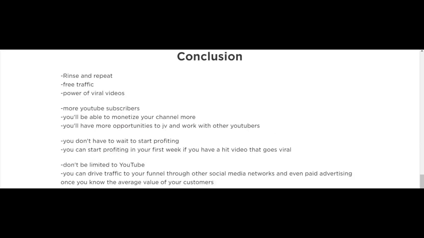Now that you've got a hit video and a profitable funnel and a list that you could profit from almost every day, you could just rinse and repeat this process, or you can just be content with this and just profit from the list. And then you could just generate your traffic from other sources other than YouTube. For example, you could generate traffic from other social media networks or even use paid advertising once you know the average value of your customers. Of course, you could rinse and repeat this whole process of creating a hit video and creating a profitable funnel.